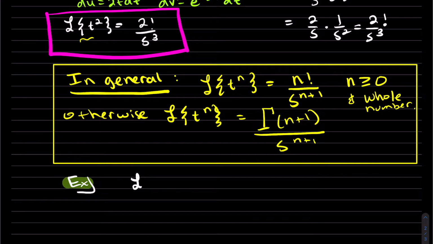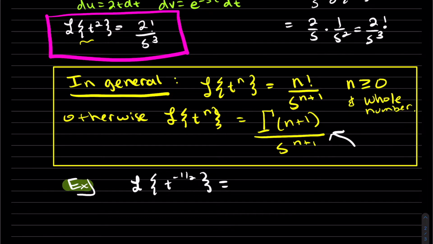So if we have the Laplace of t to the minus 1/2, we'll have to basically use this because it's a fraction. So it's gamma of minus 1/2 plus 1, which is 1/2, all over s to the 1/2.